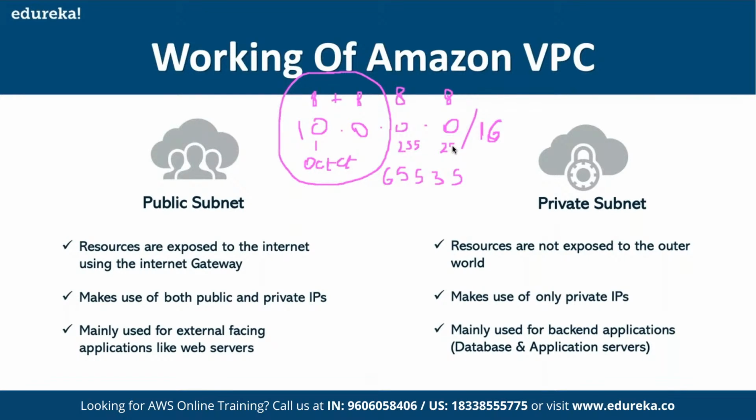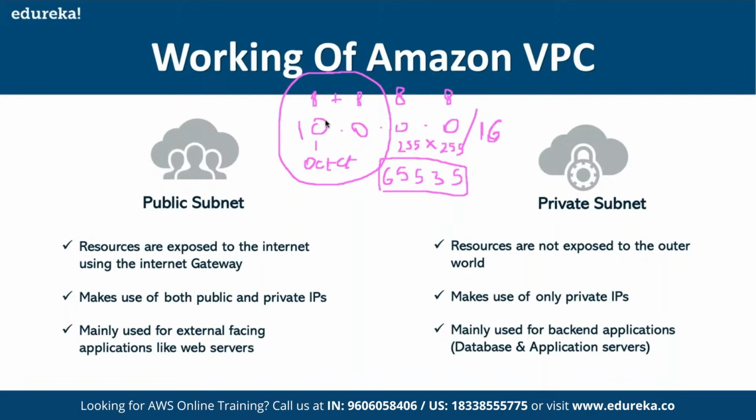255, 255, 255, 255 IP addresses in each octet. When you multiply 255 into 255, you get this large number of IP addresses. Each octet consists of 8 bits, and when you write in binary, you get 255 IP addresses in each subnet. So an IP address is a combination of 255 into 255 into 255 into 255.